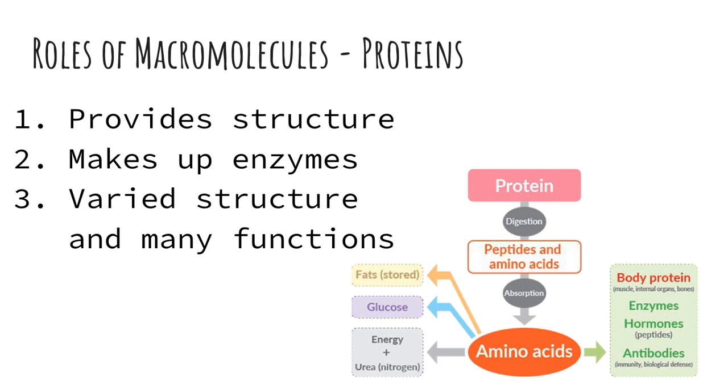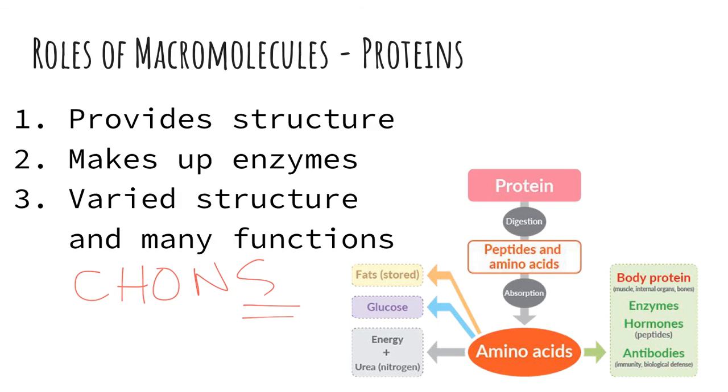And when we're looking to identify proteins, we need to look for the following atoms. It's carbon, hydrogen, oxygen, nitrogen, and sometimes sulfur. Not always sulfur, sometimes sulfur.